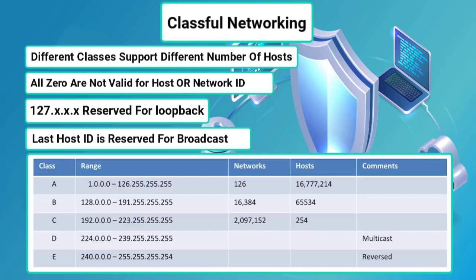The next class is called Class B. This class has 16,384 networks and 65,534 hosts per network.